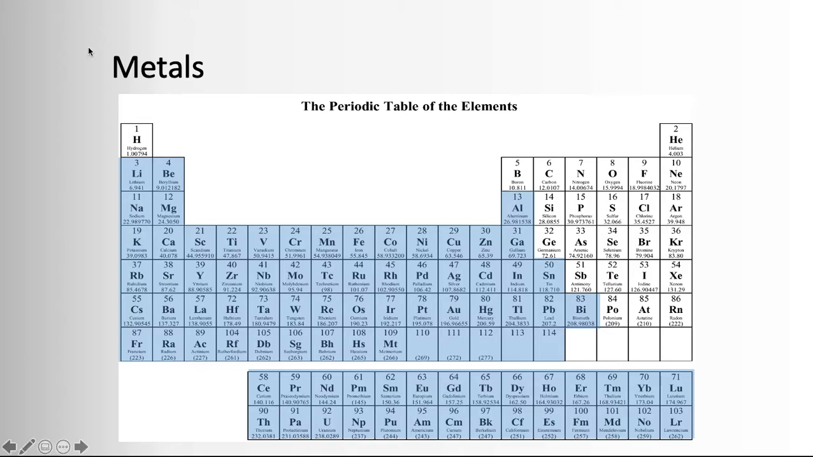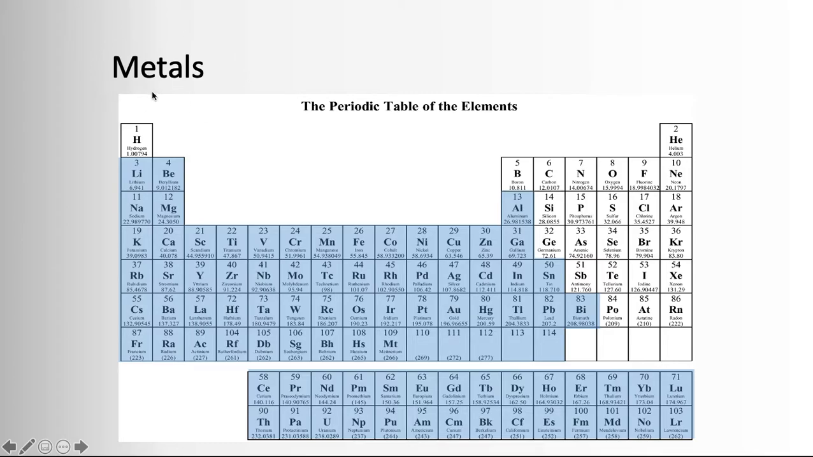They are shiny. A lot of them are gray, although there's some that would have a different color. They are solids, typically at room temperature, although mercury appears as a liquid, but most of them are solids at room temperature. They're very reactive with oxygen. They form oxides very easily. They react with water to form hydroxides, etc. They conduct electricity very, very well.